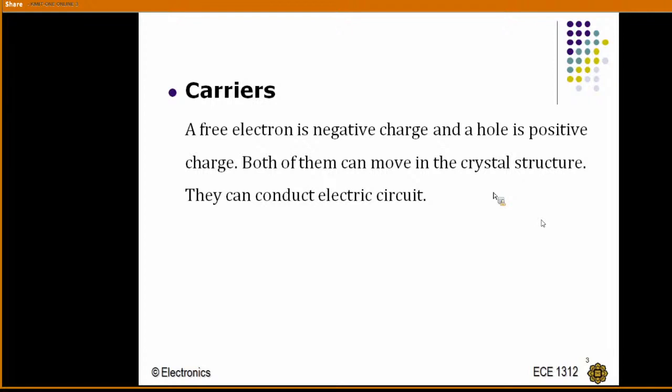Now, how about the current direction? If the electron is moving from left to right, the current direction will be in the opposite direction. Already you know these basics. Once again, if the hole is moving from left to right, the current direction will follow the hole movement. Once again, if the electron is moving, the current direction will be opposite to the movement of the electron. If the hole is moving, the current direction follows the hole movement. Now, this is a small thing related to your carriers.